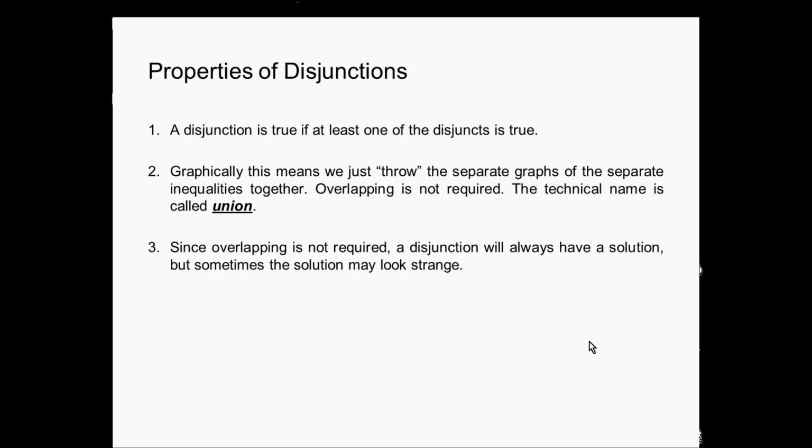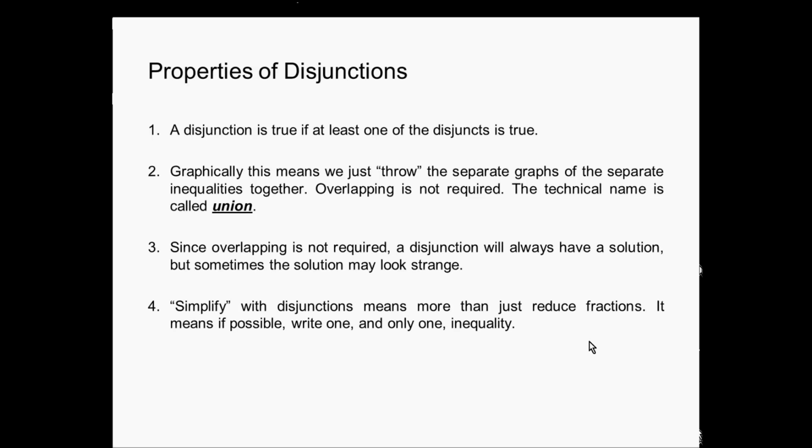Since overlapping is not required, a disjunction will always have a solution, but sometimes the solution may look strange. Remember, with the ands, if there was no overlapping, there was no solution. And again, number 4, simplify with disjunctions means more than just reduce fractions. It means, if possible, write one and only one inequality. Or if you're using interval notation, just one interval.